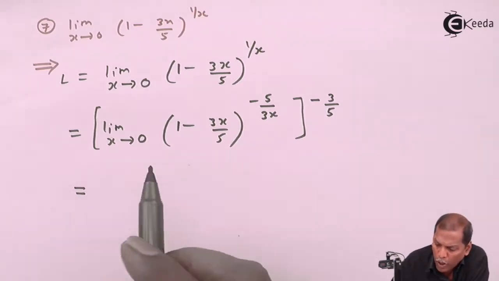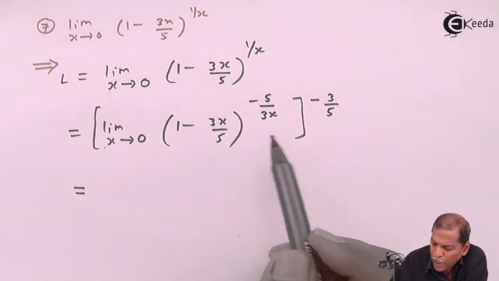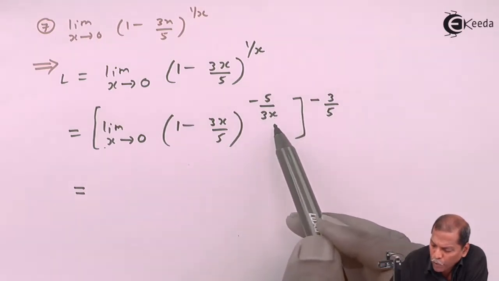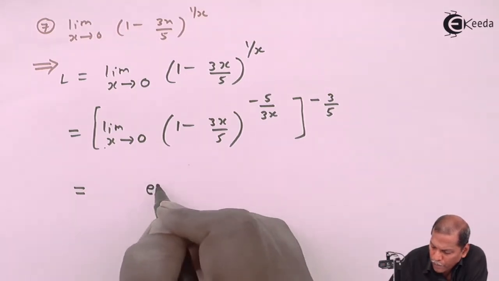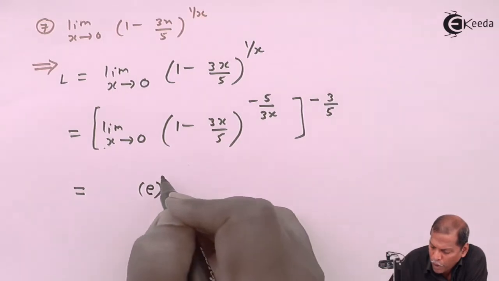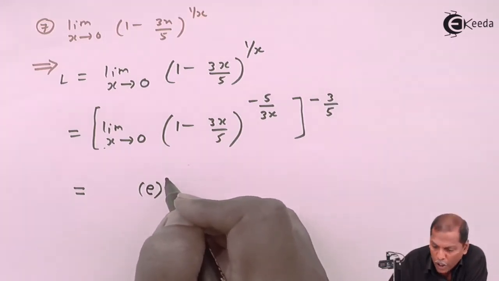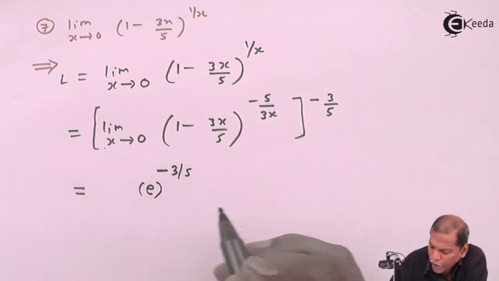Now by the rule, limit x tends to 0 of (1 minus 3x upon 5) raised to minus 5 upon 3x gives the answer e, and then outside the bracket we have the power, that is, e raised to minus 3 upon 5.